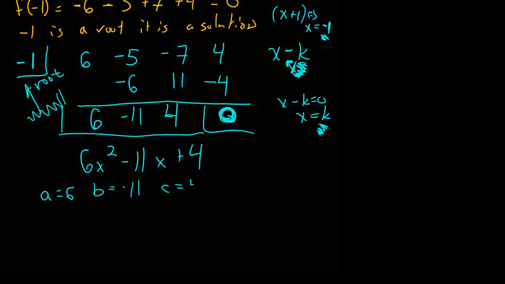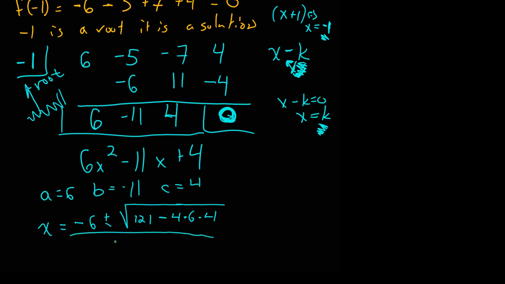And c equals 4. So on my new, let's see, I'm going to have -6 plus or minus the square root of -11 squared, which is 121, minus 4 times 6 times 4. Am I missing a sign on any of that? Nope. Over 12. So calculator.